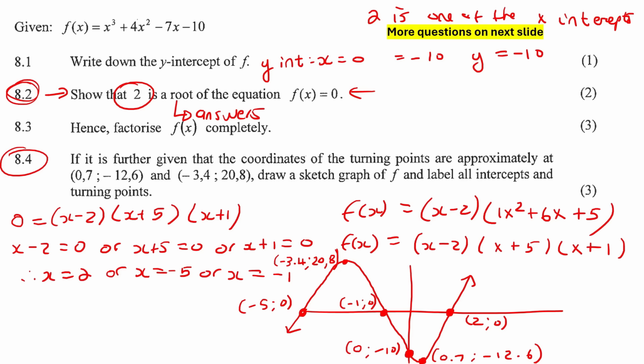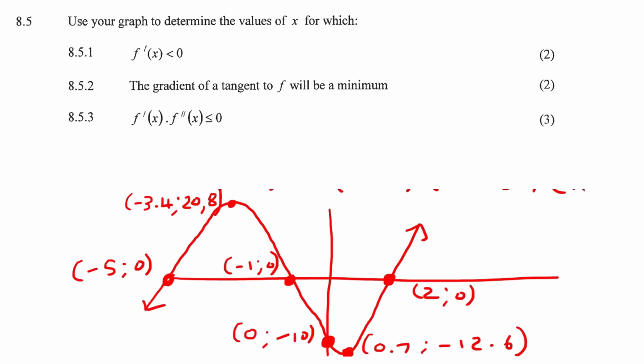They never asked for that, and it's only for 3 marks. Okay, now remember, there's still more to this question. It says, use your graph to determine the values for which this holds. Now remember what this means. It's the first derivative, but what if I told you what the first derivative actually means in easy to understand language? It's just the gradient. So they are asking, where is the gradient smaller than 0? So where is the gradient negative?